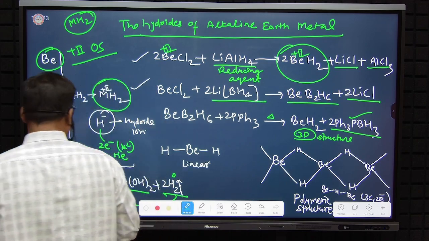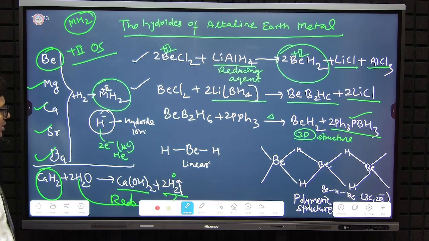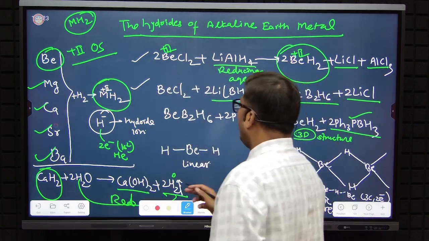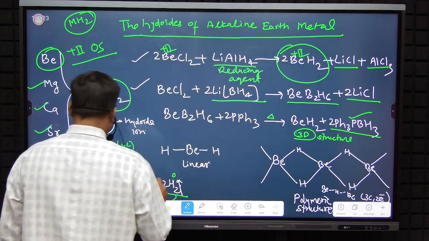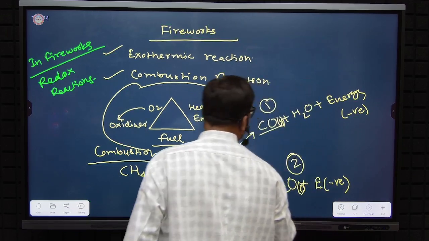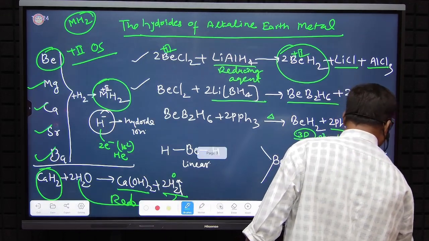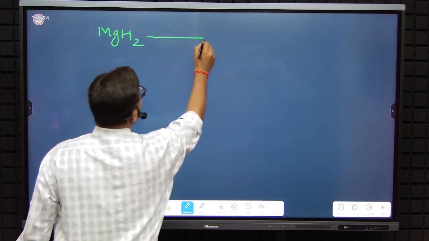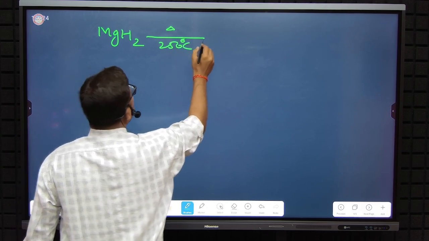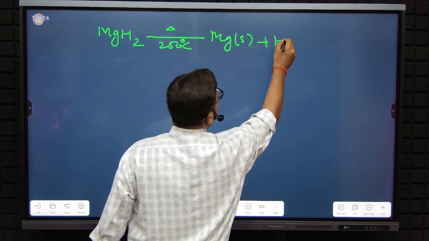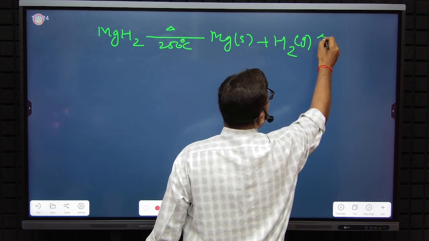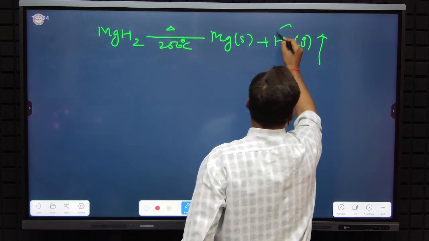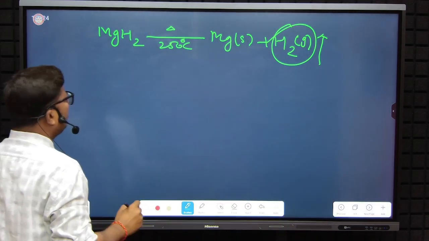So this type of hydride acts as a hydrogen energy storage, because once they are heated, suppose we have magnesium hydride, right? Once this is heated at 250 degrees centigrade, it produces solid magnesium, and H2 gas is released into the atmosphere. So this hydrogen gas is produced through the heating phenomenon.